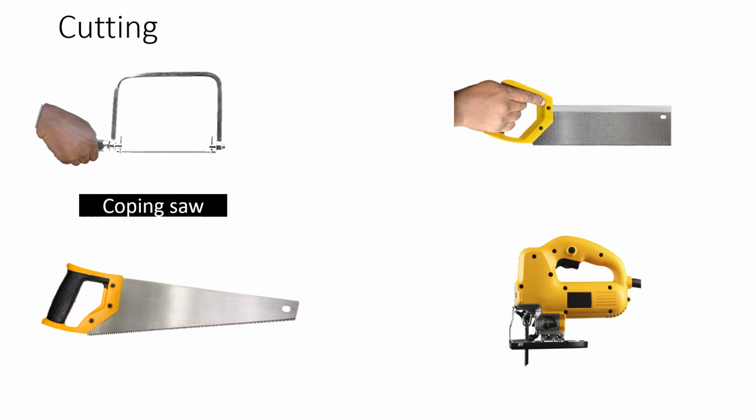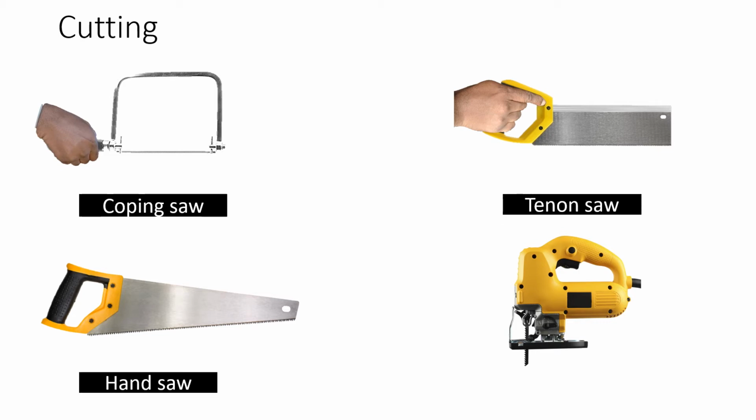Cutting. A coping saw can be used to cut curves in timber if a blade for wood is fitted. A tenon saw can be used to cut straight lines in timber. A handsaw is used for cutting large pieces of timber. A jigsaw is an electric power tool that has a reciprocating blade that cuts wood.